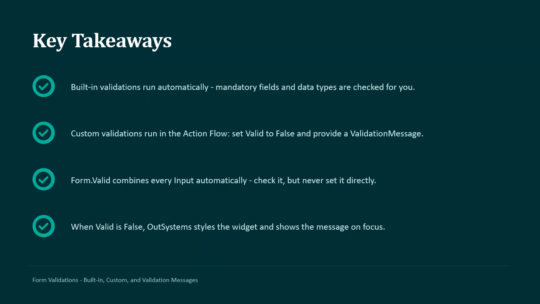To recap, built-in validations run automatically for mandatory fields and data types. Custom validations run in the action flow, where you set valid to false and provide a validation message. Form.valid combines every input automatically. You should always check it, but you can never set it directly. And whenever valid is false, OutSystems takes care of styling the widget and showing the message when the user focuses on it. That is form validation in OutSystems.